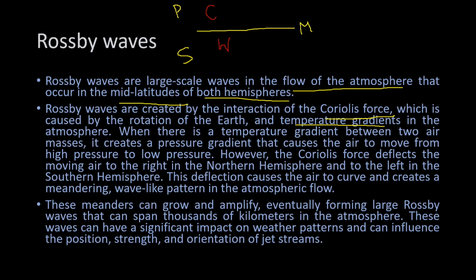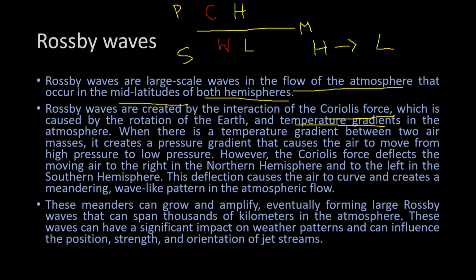We know that the temperature gradient leads to changes in pressure gradient also. When the temperature increases, the pressure decreases. So in the warm region it will be low pressure, because the temperature is high there. But in the case of the cold air mass, a high pressure will occur. So it creates a pressure gradient that causes the air to move from high pressure to low pressure region. We know that wind moves from high pressure to low pressure.